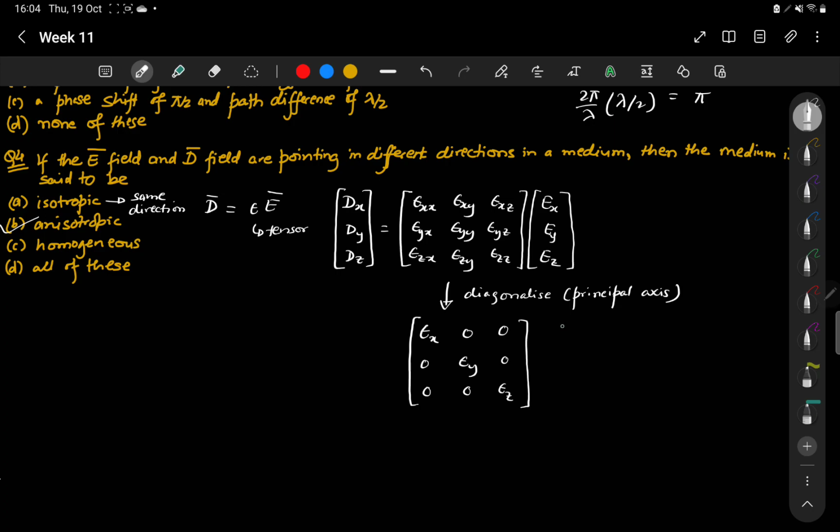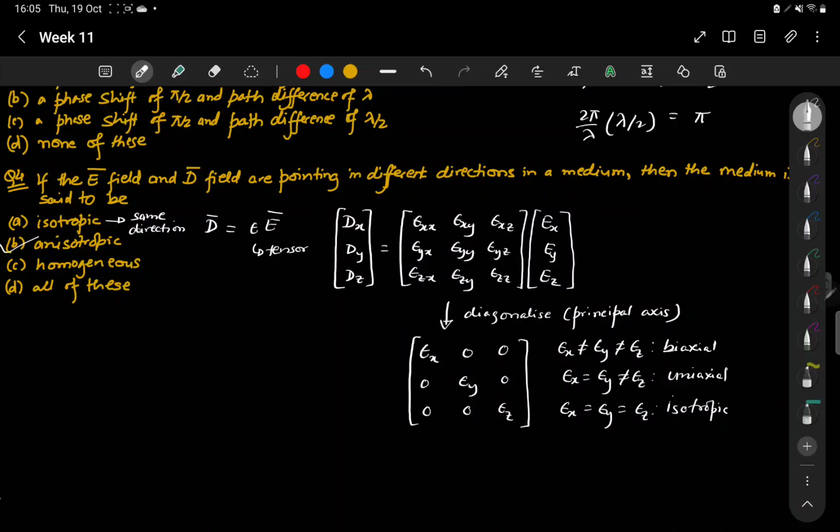Now in this, if epsilon x is not equal to epsilon y, which is not equal to epsilon z, then we have what is known as a biaxial crystal. If epsilon x equals epsilon y not equal to epsilon z, then we have a uniaxial crystal. And if epsilon x equals epsilon y, which further equals epsilon z, then it is an isotropic medium. And in this medium, as mentioned once again, both the electric field vector and the electric displacement vector point in the same direction.